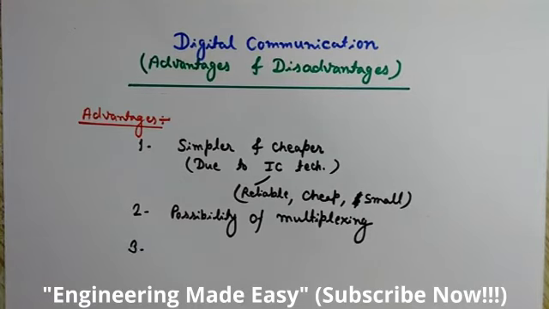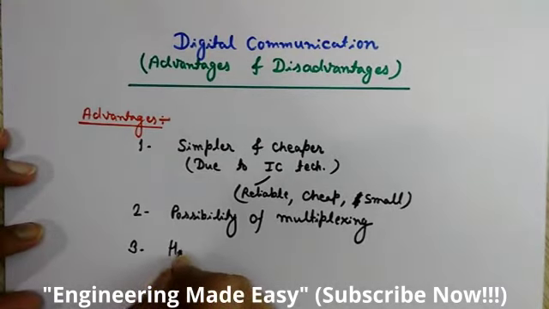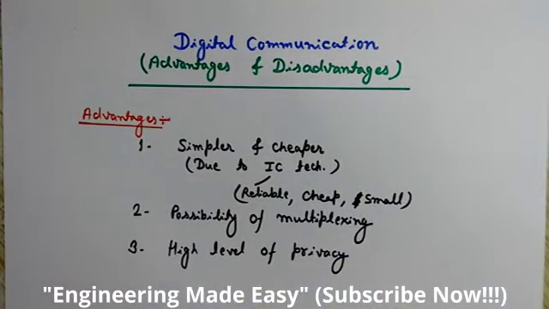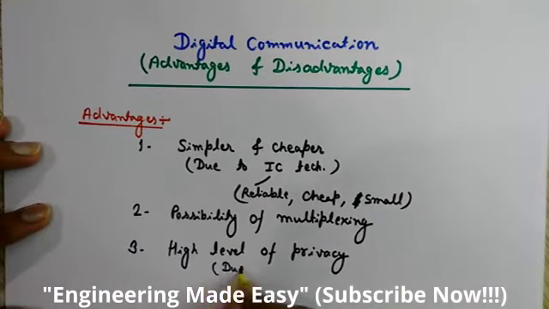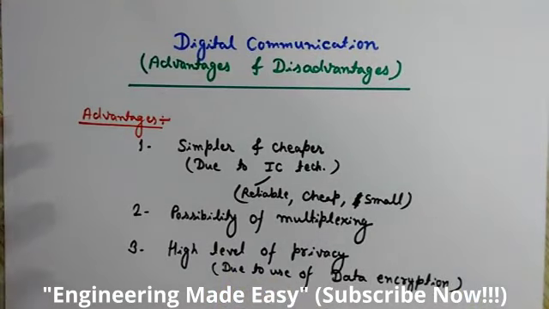The third advantage of using digital communication is that a high level of privacy can be obtained using data encryption technique. This privacy provides the facility to allow the transmitted signals to be received only by the permitted receivers. This privacy feature is of great importance in military applications. So our third point is the high level of privacy, and it is because of using data encryption technique, and it finds application in military.